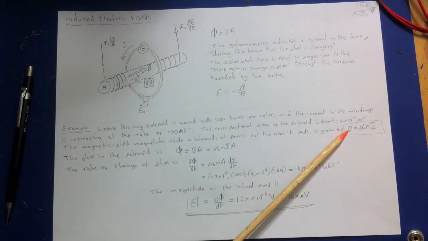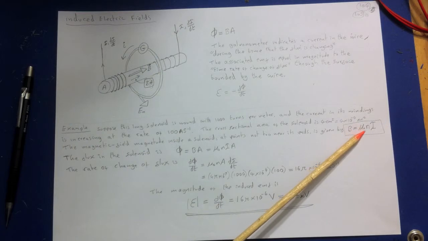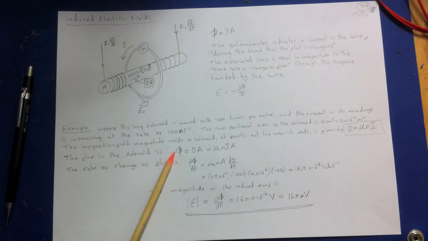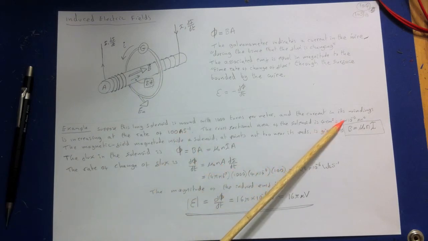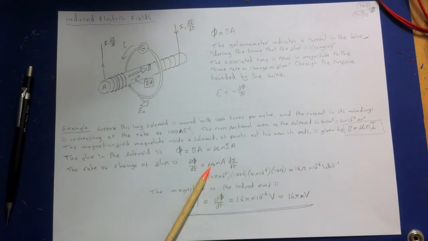The magnitude of the magnetic field B is given by the magnetic permeability times the number of turns per unit length times the current. So the flux in the solenoid is BA, where B is given by this, so we can just replace that with μ₀nIA. Now the rate of change of flux is dΦ/dt. We're given dI/dt was 100 amps per second. We know what A is, it's 4 times 10 to the minus 4, and we know the permeability is 4π times 10 to the minus 7. So we plug all those in and we get 16π times 10 to the minus 6 Webers per second.